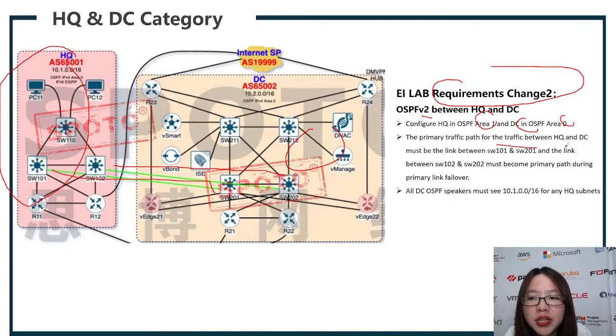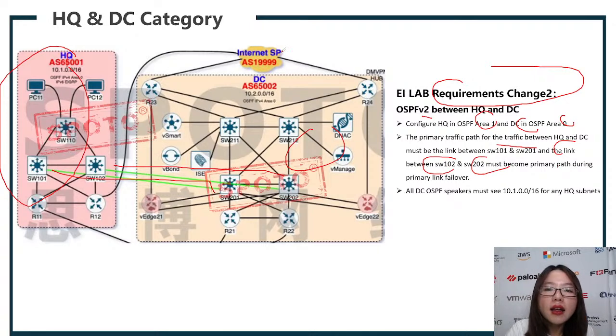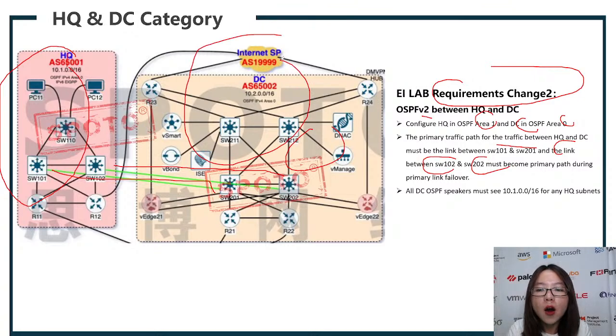For the traffic between HQ and DC, the link between switch 101 and switch 201, and the link between switch 102 and 202, must become primary paths during primary link failover, and all DC OSPF speakers must see this route for any HQ subnet.